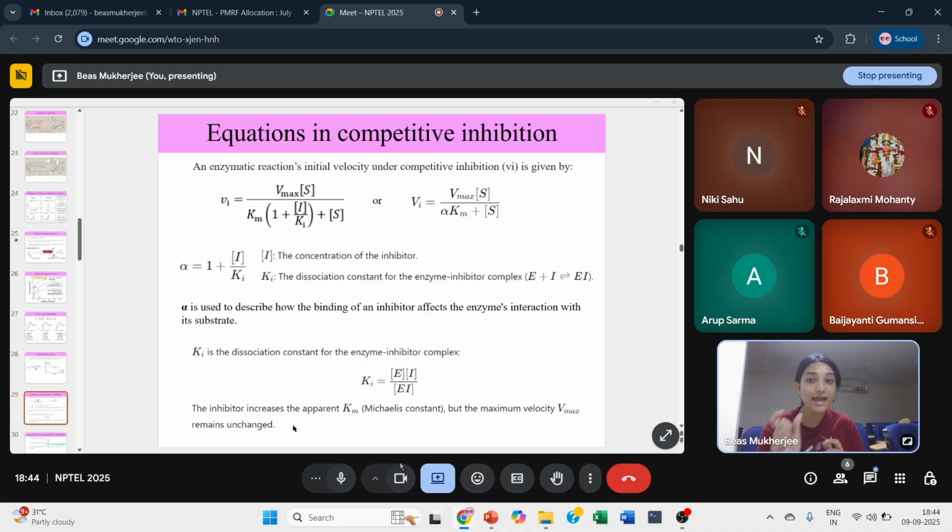Okay, Ki is the dissociation constant for the enzyme inhibitor complex. It's given over here, the equilibrium constant for enzyme inhibitor complex, right? The inhibitor increases the apparent Km, but the maximum velocity remains unchanged. This is the case of competitive inhibition. That is why this is the equation. Okay.